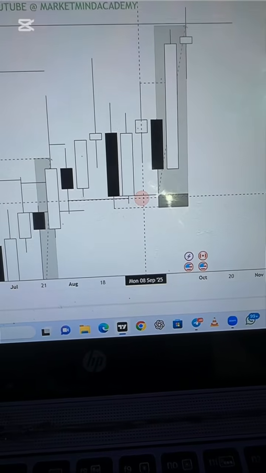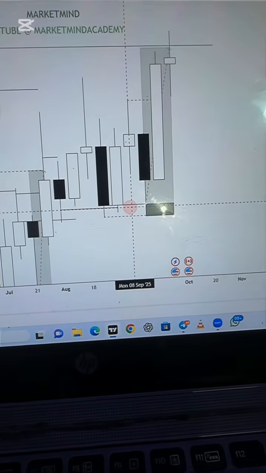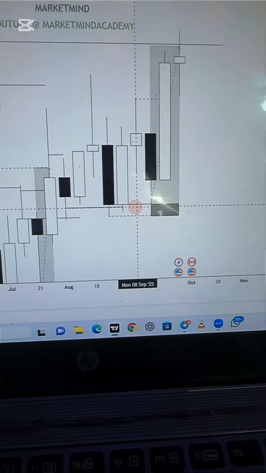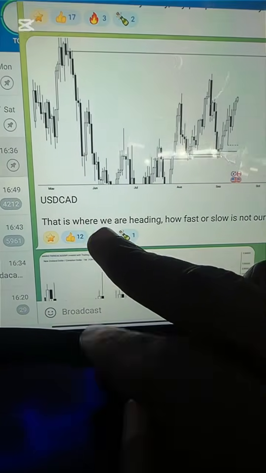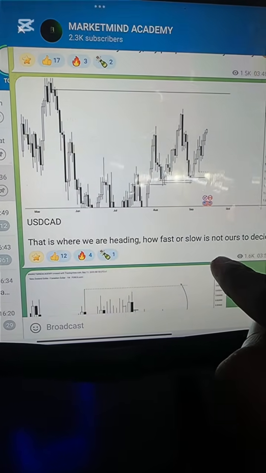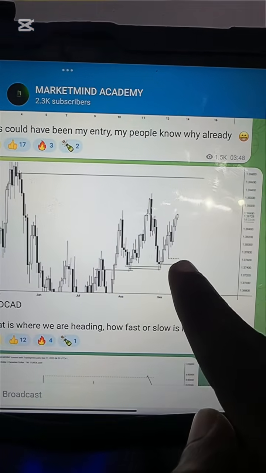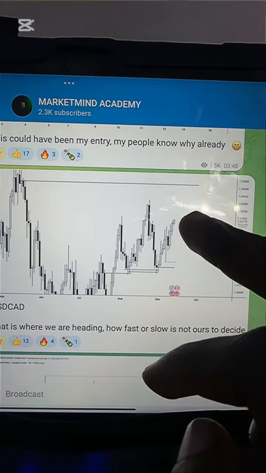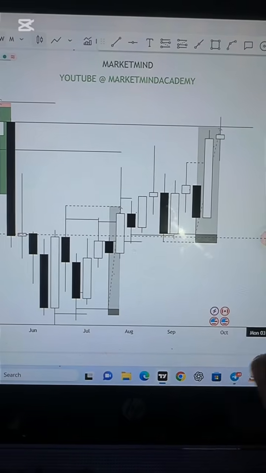So the next thing is just to look for continuation entries when you get the entry technique already. When you understand the entry technique, you continue looking for entries. Can you see I posted it right there? USDCAD, that is where we are heading. How fast or how slow is not ours to decide. Exactly what I did right here. So price came back right here, and then it already completed the range. Can you see?